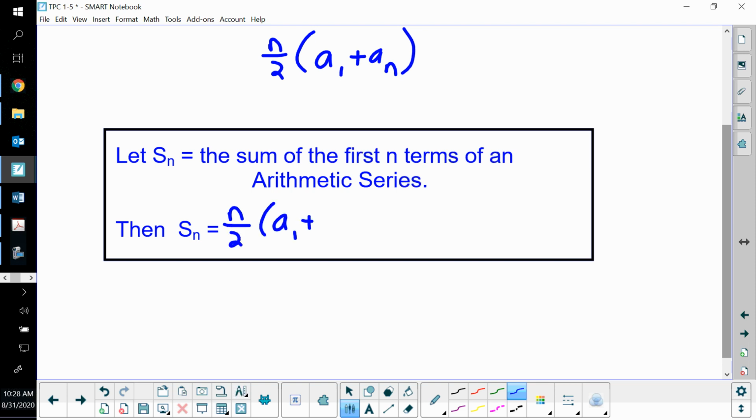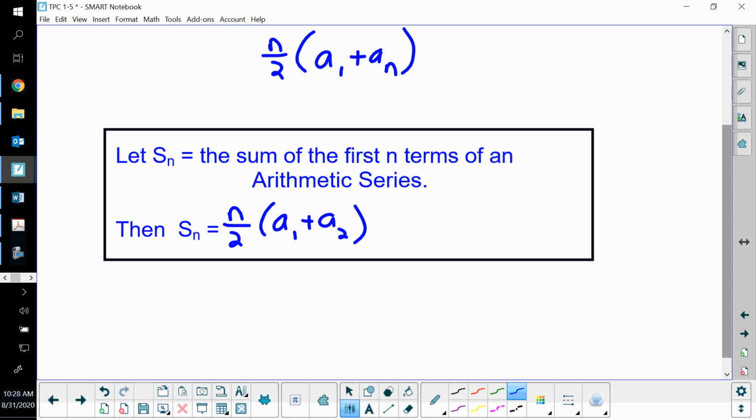So just a reminder, arithmetic means the individual terms are different by some common difference that's being added, or it might look like subtraction if it's a negative number being added over and over again. Our notation for the sum is that Sn there, and this box is on the bottom of page 22, by the way.